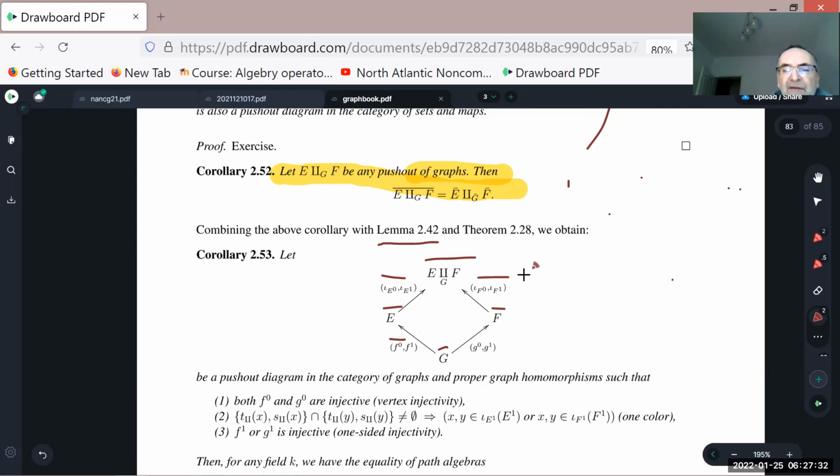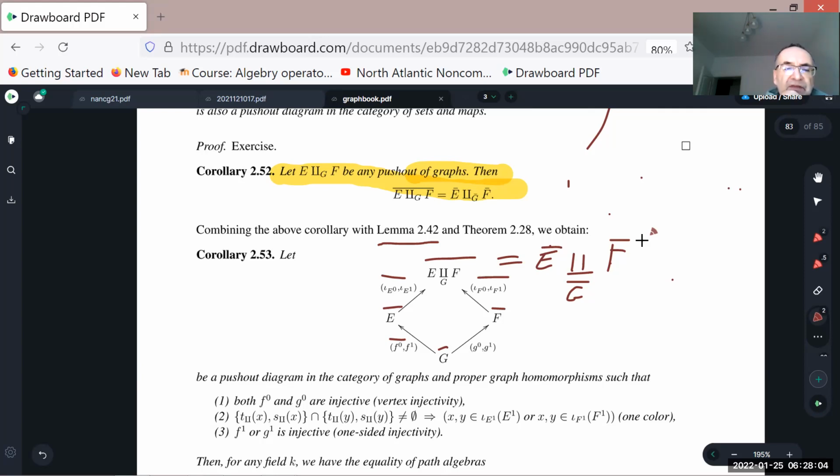Okay, so we have a desired diagram with the properties, and then by this corollary above, we can now rewrite it as E bar, sorry, the push out over G bar of E bar with F bar. So basically, we have the same diagram as before with the same properties, but now for the extended graphs. And we have it due to corollary 2.52 and lemma 2.42. All right, so that's the first part.